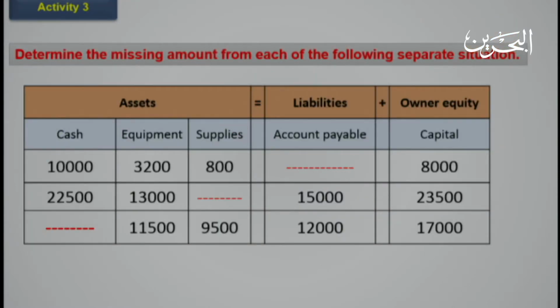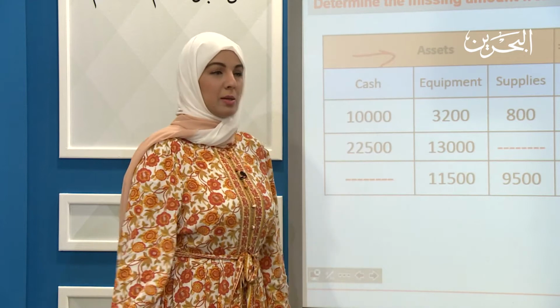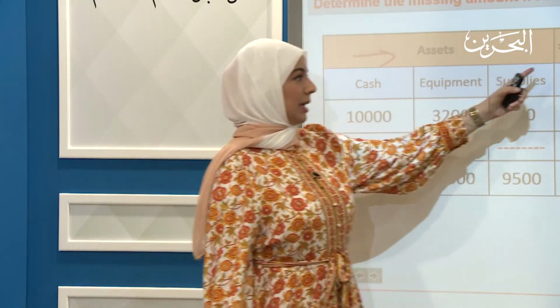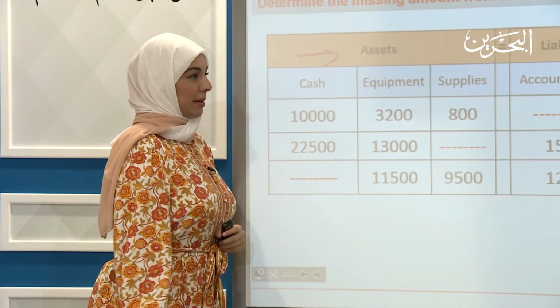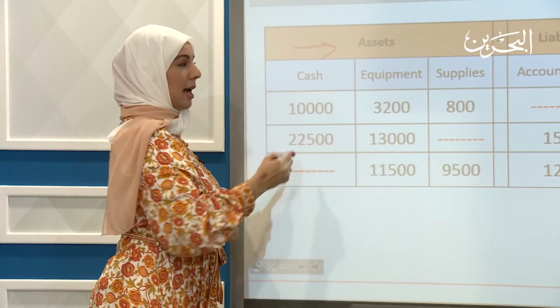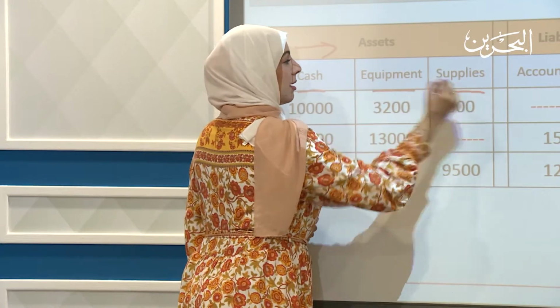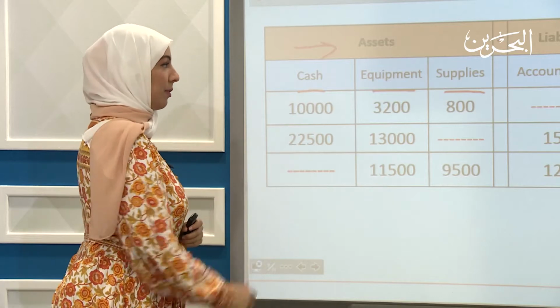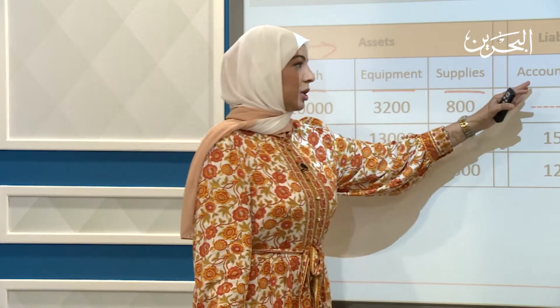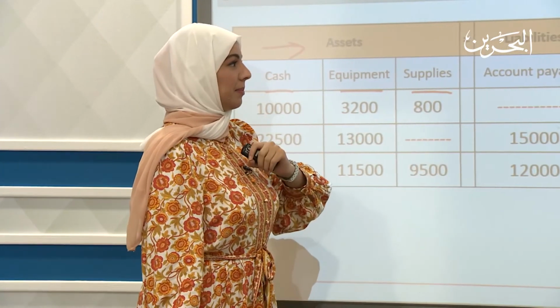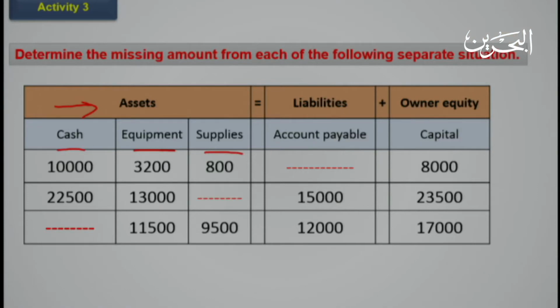Moving to find the figures of the components in our accounting equation. In this schedule, I have my accounting equation, which consists of assets equal liabilities plus owner's equity. Let us apply it here. Under the assets, I have many types of assets. In our example, I take cash, equipment, and supplies. In the liability section, we took the accounts payable. And in owner's equity, we take the capital.